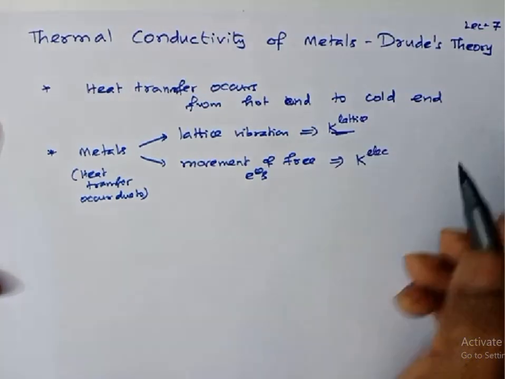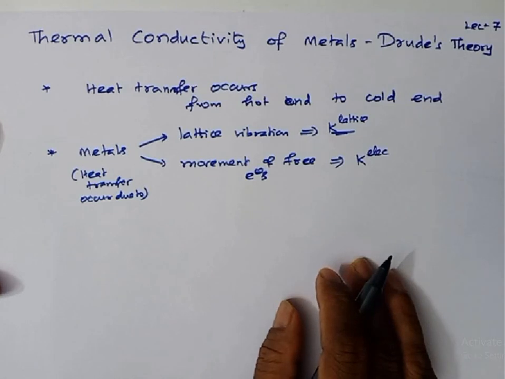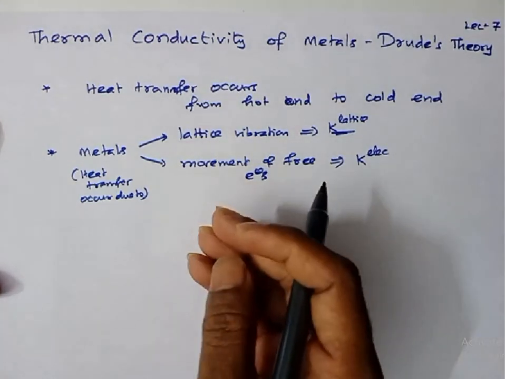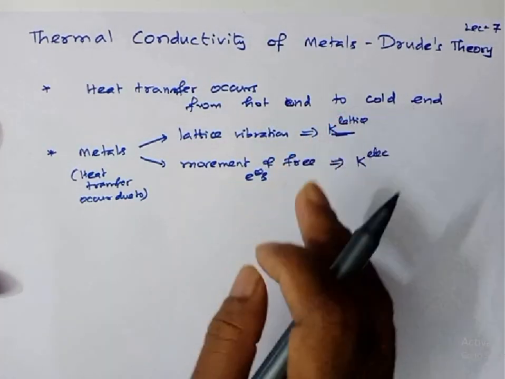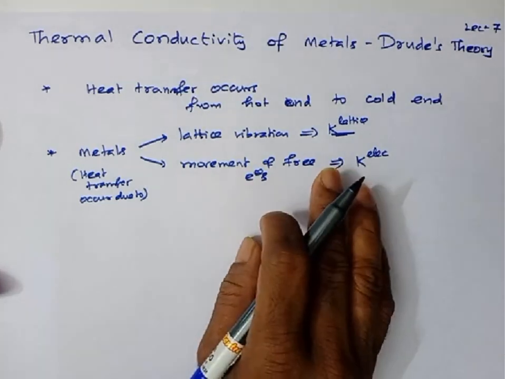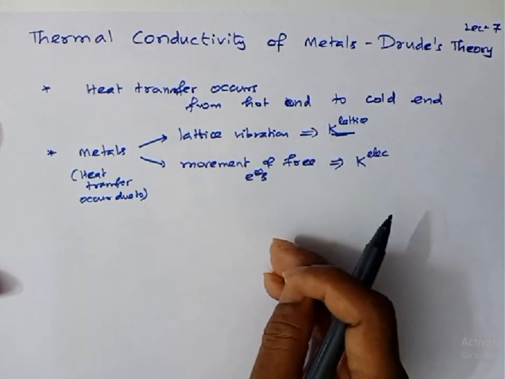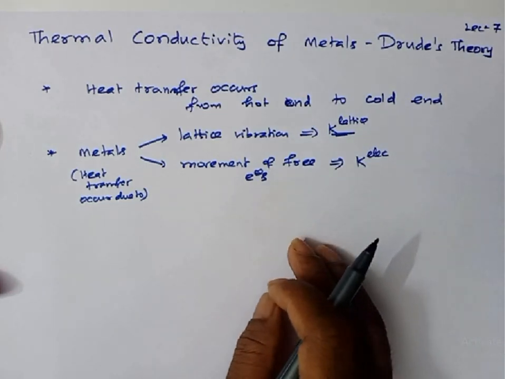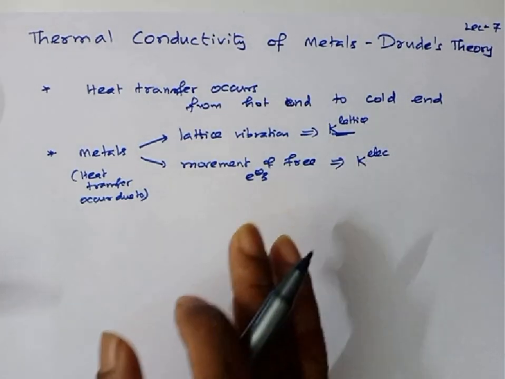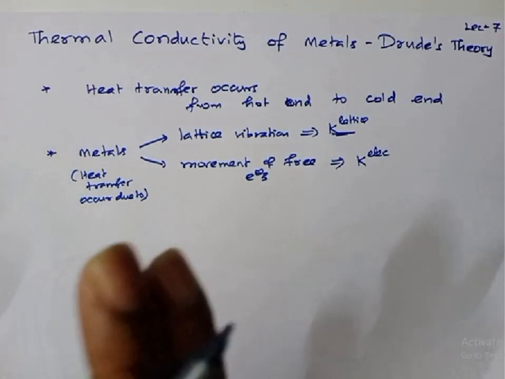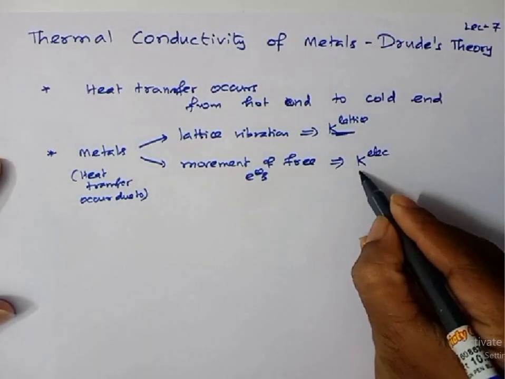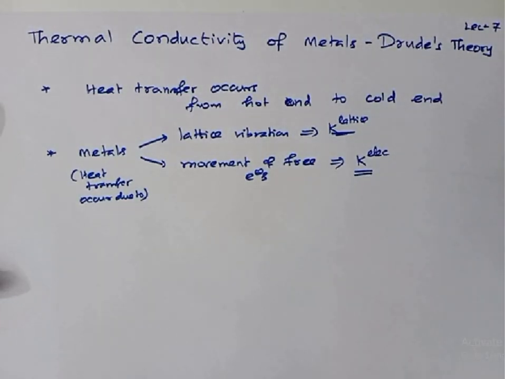This is the electronic contribution to thermal conductivity, and the lattice contribution I am going to represent by the symbol K lattice. Right? Drude introduced this model. Actually, when Drude introduced this model, he did not know much about the lattice vibrations, because Drude introduced this model just after the discovery of the electron by J.J. Thomson. So at the time, Drude thought that the thermal conductivity of metal is due to the movement of free electrons. So we are going to focus on the thermal conductivity due to the movement of free electrons. Free electrons are also called conduction electrons.